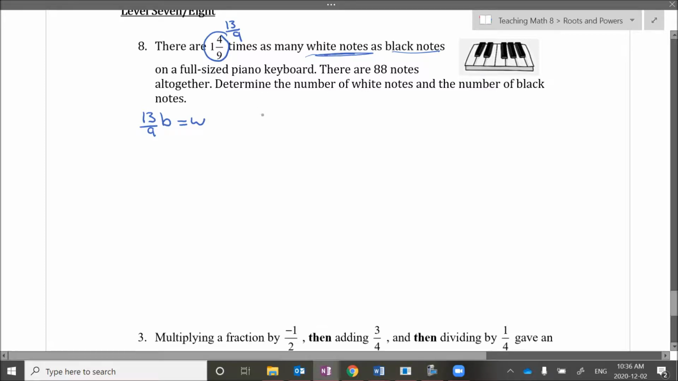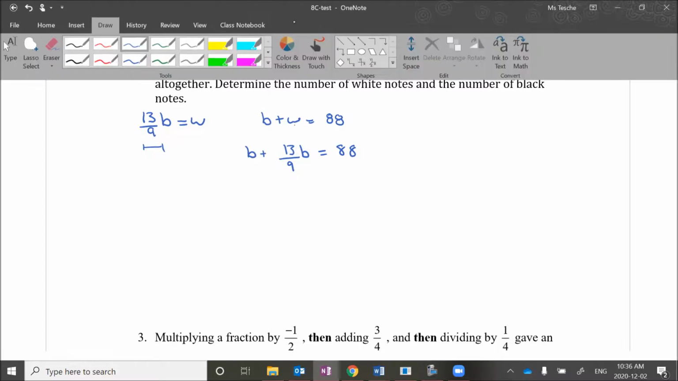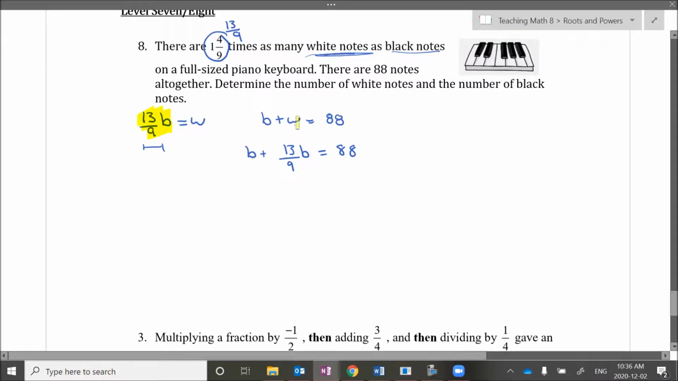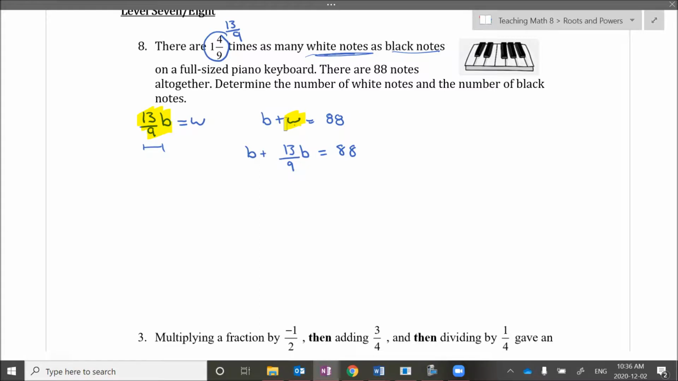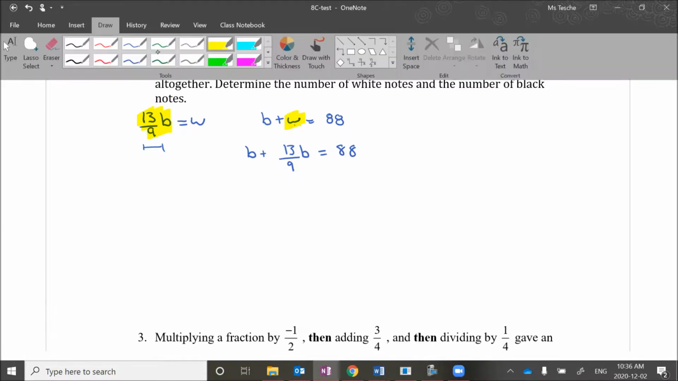The second sentence tells me the black notes plus my white notes is going to equal 88. Now I need to figure out what B and W stand for. Well, I already know that W is equivalent to 13 over 9B. So instead of writing W over here, I'm going to write 13 over 9B, and then I'm just going to rewrite my other B. So literally, I replaced this with that. 13 over 9B was equal to W, so I plugged it in. Now I have an equation that only has one variable. Nice. So now I need to solve this.